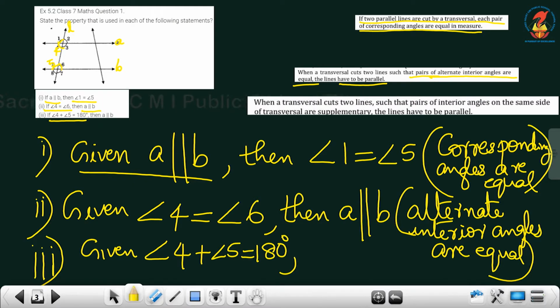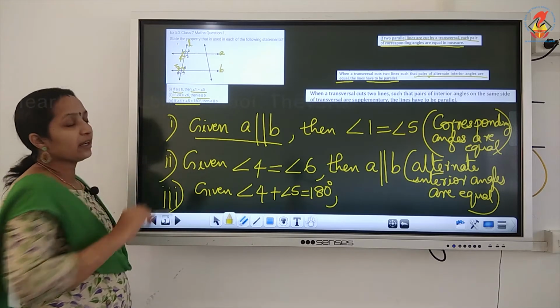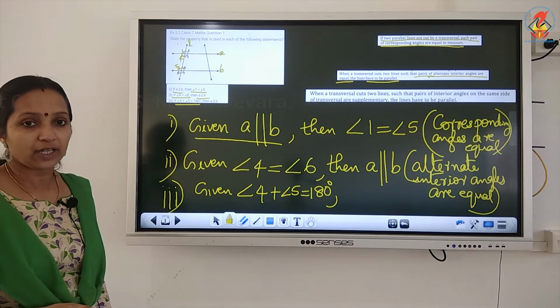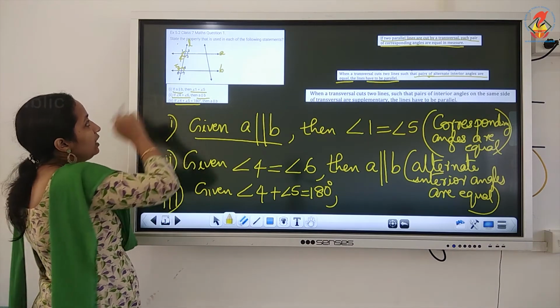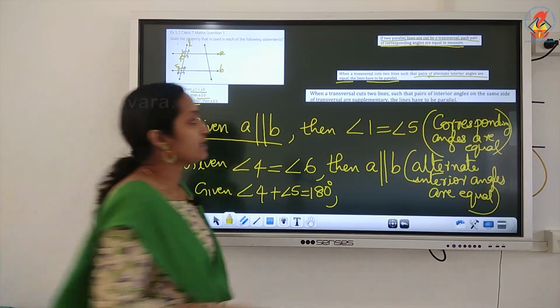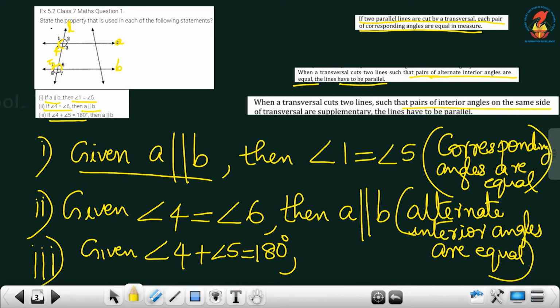We know that angle 4 and angle 5 are on the same side of the transversal. If a transversal cuts two lines and if the pairs of interior angles on the same side of a transversal are supplementary, supplementary means what? If the sum is 180 degrees, what you can say, the lines are parallel.